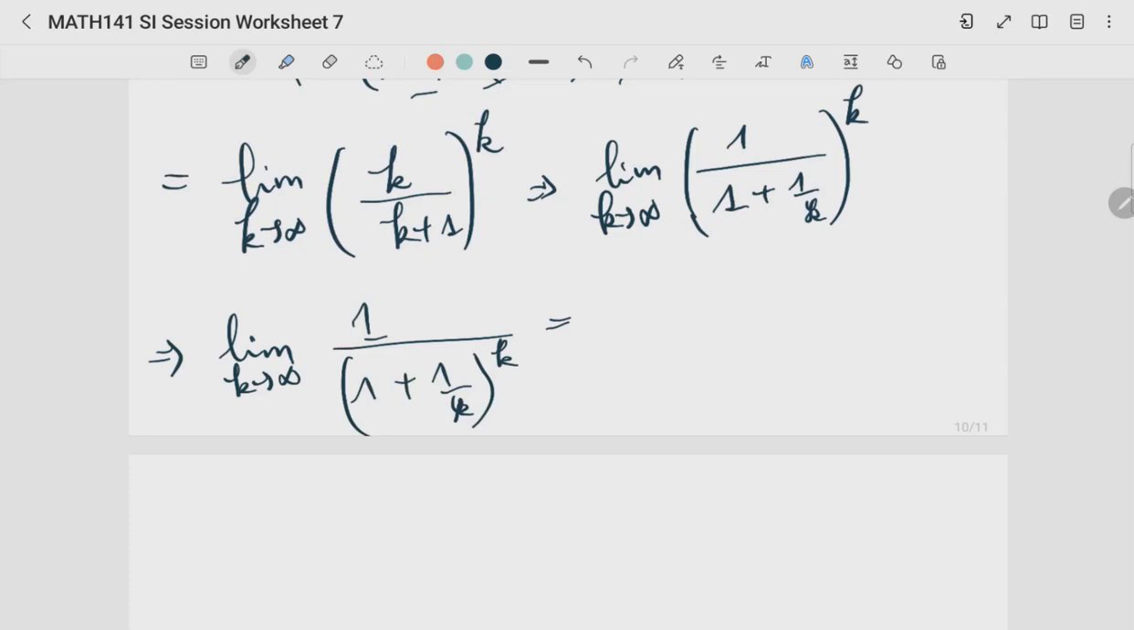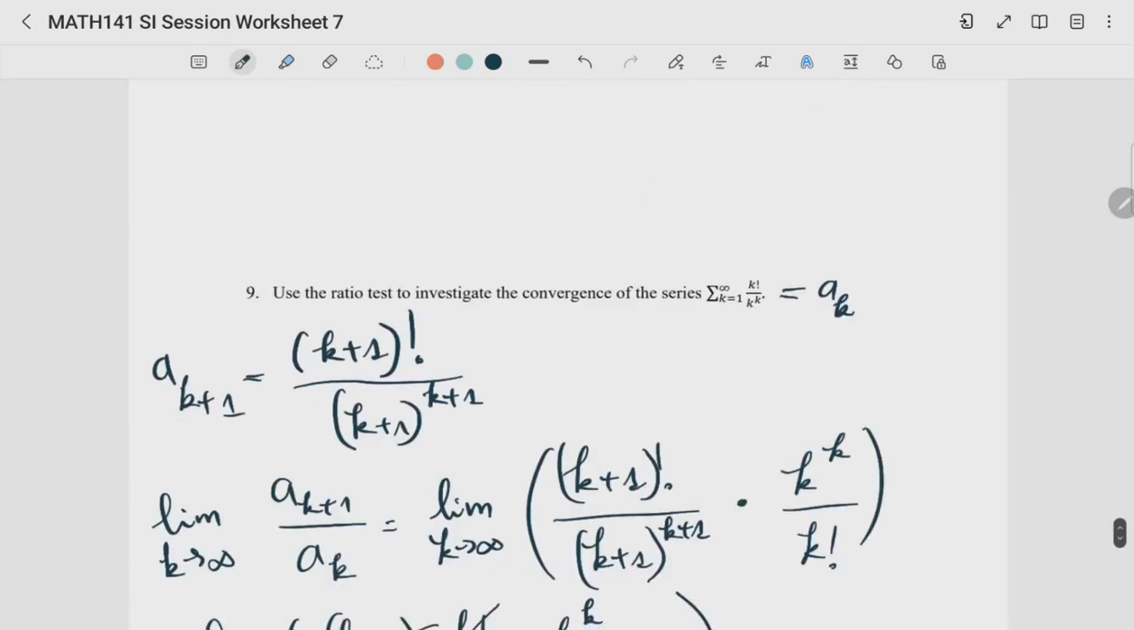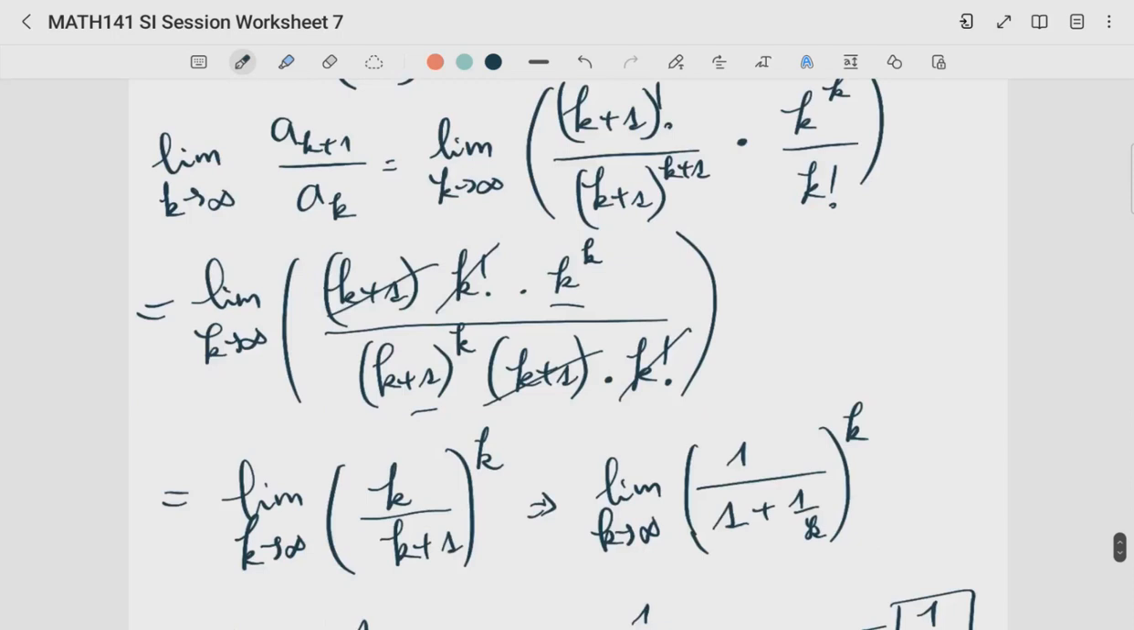And since we have the limit of a quotient of two functions, you just take the quotient of the limits. The limit of 1 is just 1, divided by the limit as k tends to infinity of 1 plus 1 over k to the k, which is a standard limit that we know to be equal to e. So the final answer is 1 over e. Okay, so that is our final answer, and that's the value that it's converging to, 1 over e.